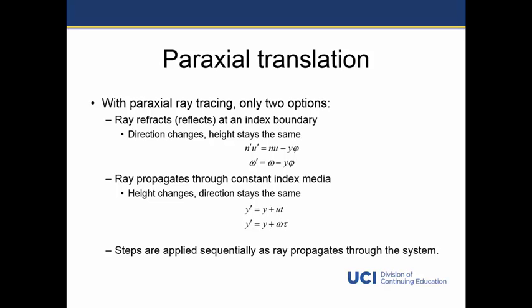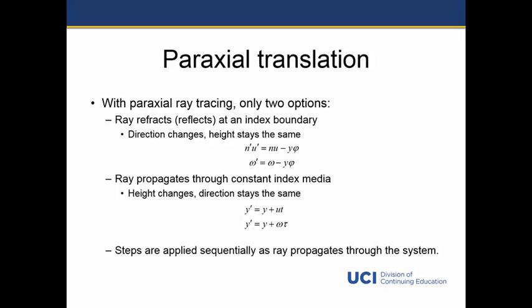The height doesn't change until it propagates some distance at this new direction. So after the ray reaches a surface where it interacts and refracts, then the ray will propagate, and the change in direction is this calculation we just looked at a few moments ago. The ray is going to propagate through some material of a constant index of refraction. At this point, the direction that the ray is propagating at, its slope, if you will, stays constant, but the height changes. The new height is a function of the initial height, the slope angle, and the propagation distance that the ray has traveled.